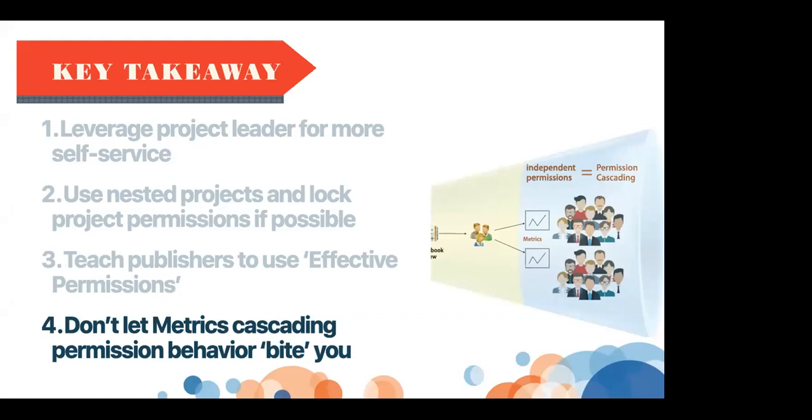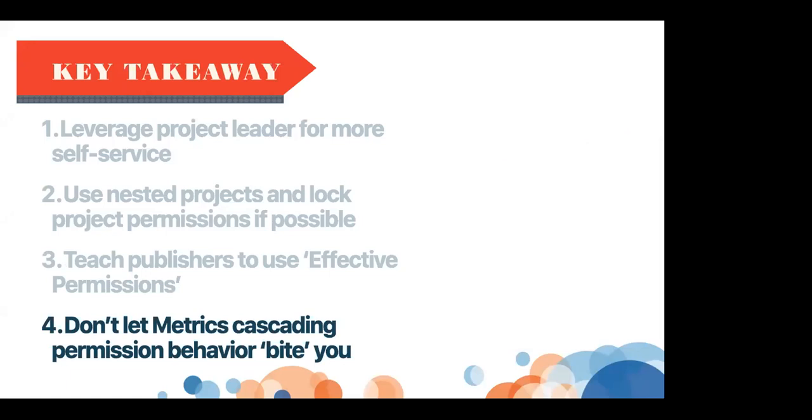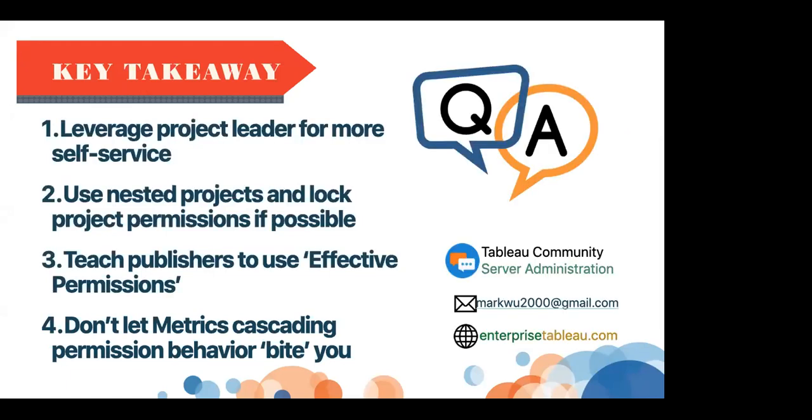Do not let matrix cascading permission behavior bite you. Be aware of this feature, and there are ways you can avoid this problem, avoid this potential chaos. All right, those are the key takeaways. And if anyone has any further questions around permissions, anything, of course, use the community and send me an email, and also check my blog site.